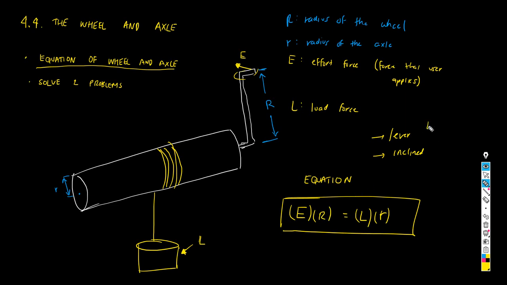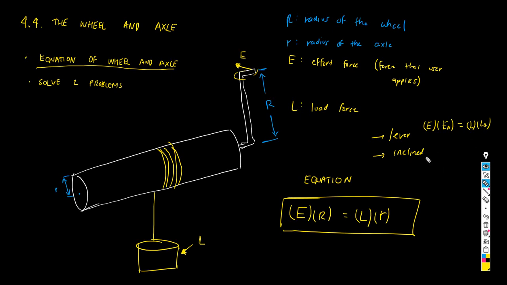For the lever, it was the effort force times the length of the lever, right? I'm sorry, times the effort arm. The effort times the effort arm, which is a distance, equals the load times the load arm. So it's force times distance equals some force times some distance.